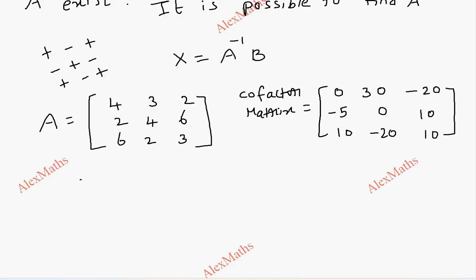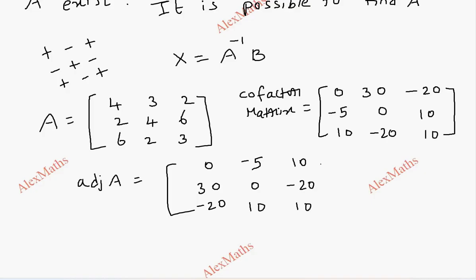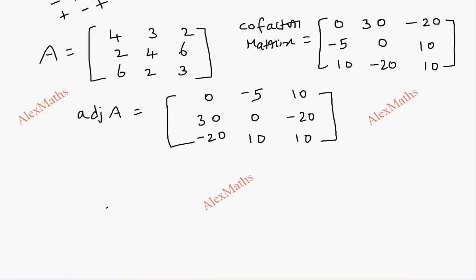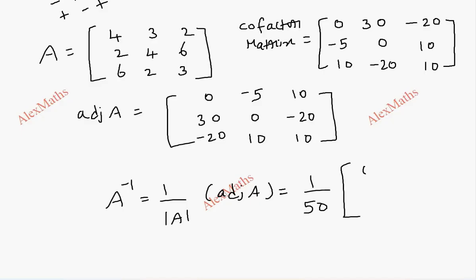After this, we have to find Adj, which is the transpose of the cofactor matrix. So 0, 30, minus 20, minus 5, 0, 10, 10, minus 20, 10, and we have to find A inverse. By formula it is 1 by A determinant into Adj. So 1 by 50 and Adj is 0, minus 5, 10, 30, 0, minus 20, minus 20, 10 and 10. So we got A inverse.